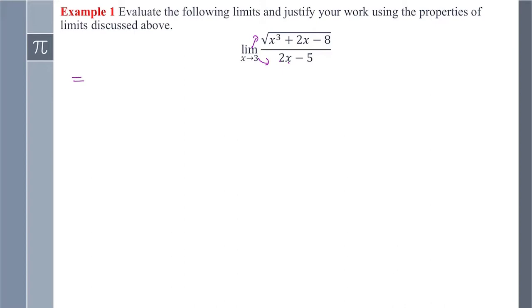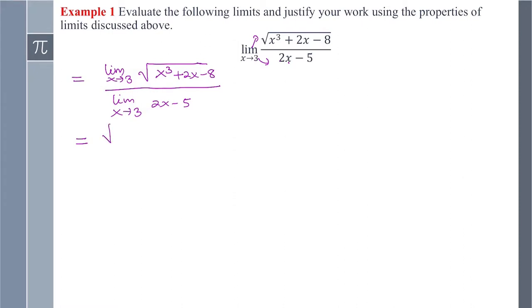That means I can use the quotient law and rewrite this as limit as x approaches 3 of the square root of x cubed plus 2x minus 8, divided by limit as x approaches 3 of 2x minus 5. Now for the numerator, I can use the root law. So I can put that inside the root, as long as it's not negative, and we are not going to get negative, we'll check that, okay? But let me put it in. So we can put that inside the root.